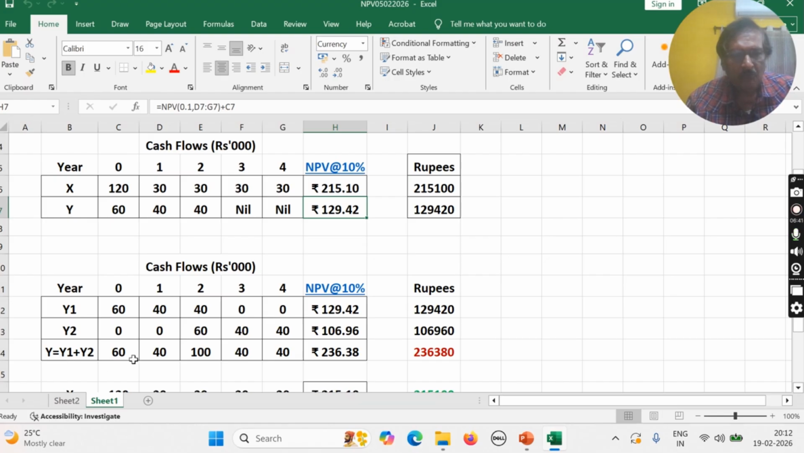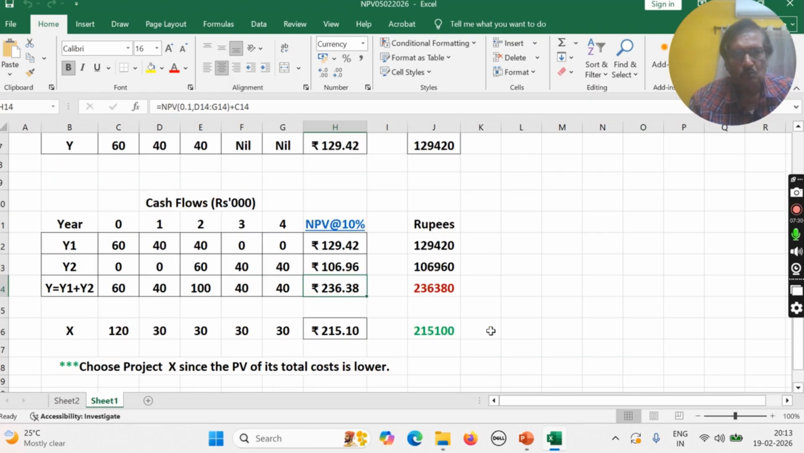That means the total investment for this project will be initially 60,000, then 40,000, and second year it would be 100, 100 means 1 lakh, 40,000 plus 60,000, because you have to purchase another plant to run up to 4 years, and again 40,000. In this way you will lay out the outflow of fund. And here again the present value is calculated applying the formula from Excel sheet, and this is the total cost required for the project Y or plant Y, that is 2,36,380.